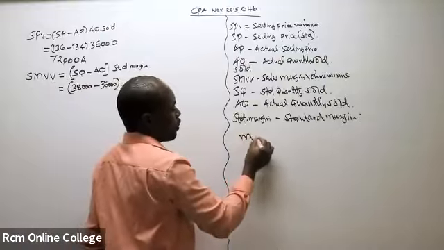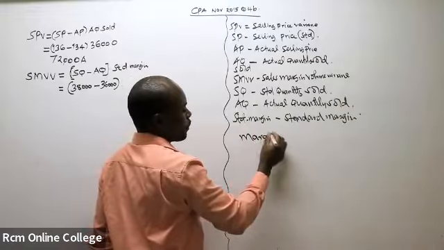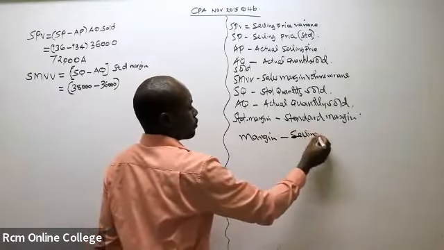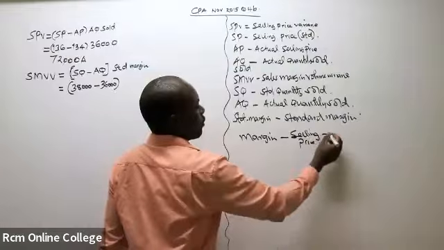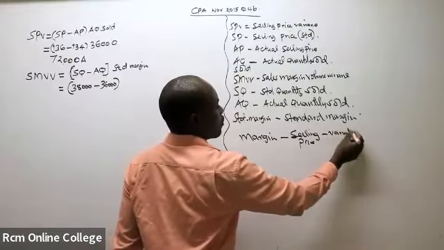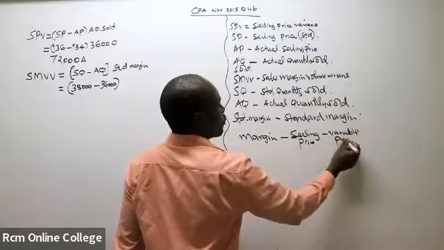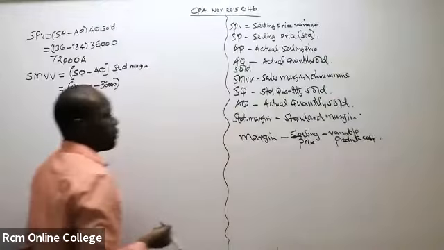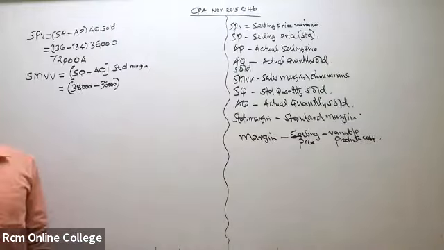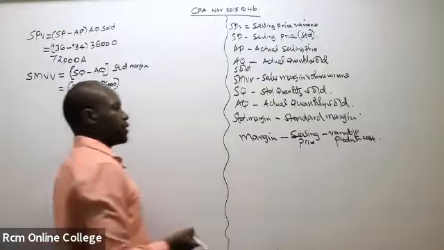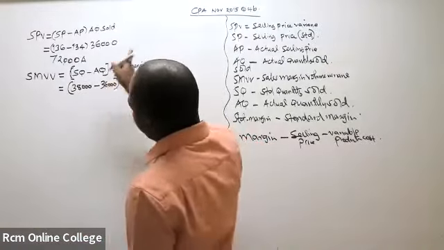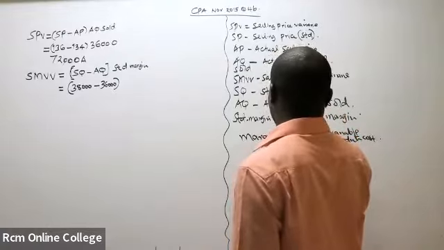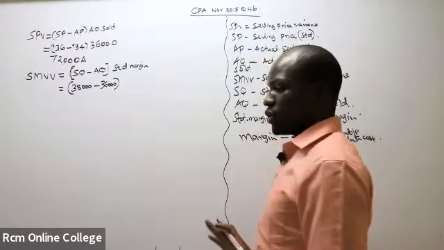How do we get margin without the word standard? How do you normally get profit margin? Margin is equal to selling price minus variable production cost, right? So let's start with the selling price. As per the standard, remember we are talking about standard margin. So it will be standard selling price minus standard variable production cost.